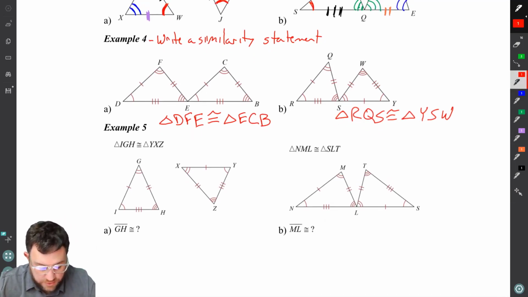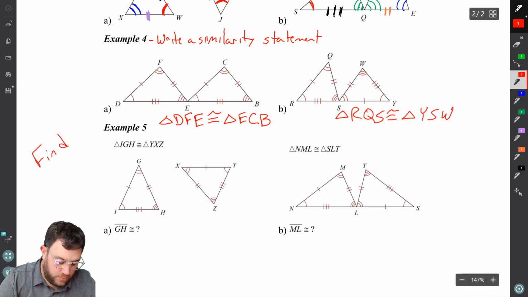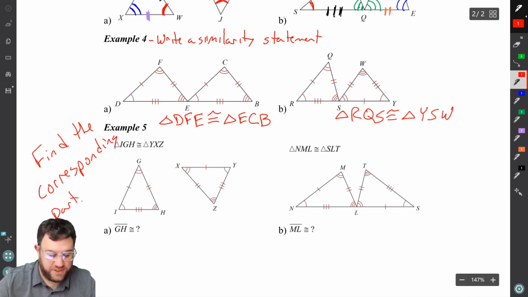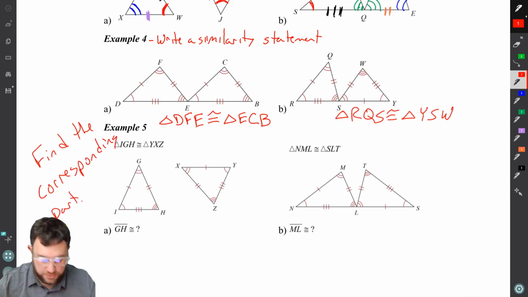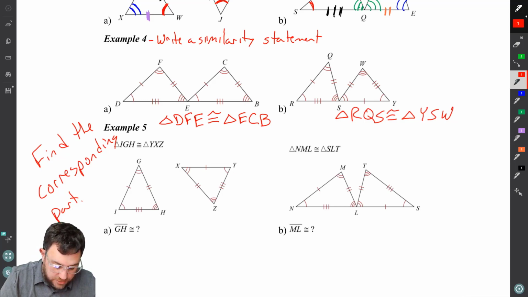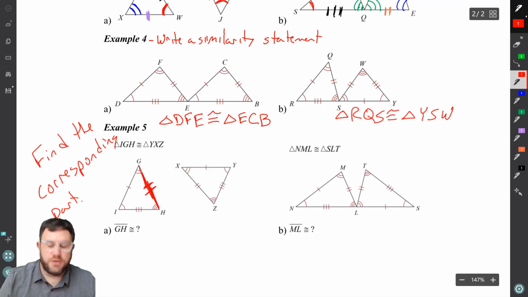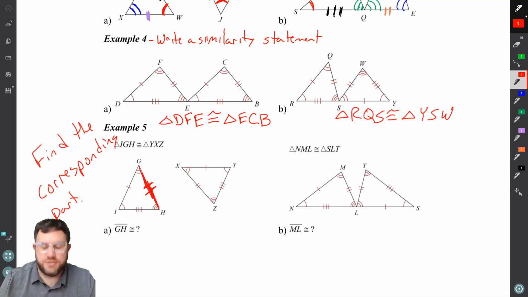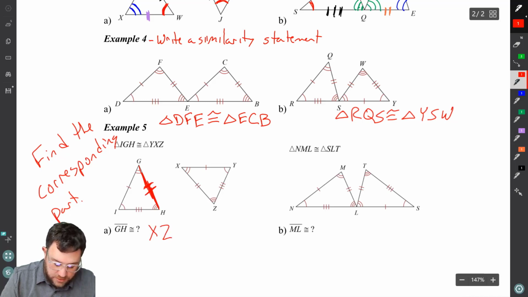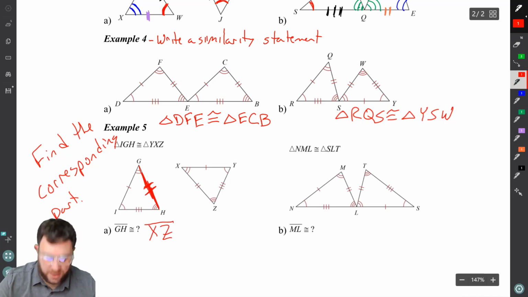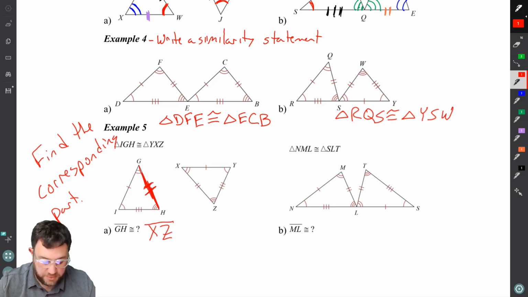And for these last 2, we want to find or name the corresponding part. I think I left the directions off of these 2 so that it would fit on the page, because otherwise it kicked it to a new page. So we see here we've got GH, that's going to be this segment here, and it has 2 hash marks. So which side in the other triangle has 2 marks? Well, XZ does. Okay, it's a segment, so we put that segment over it. So GH is congruent to XZ.